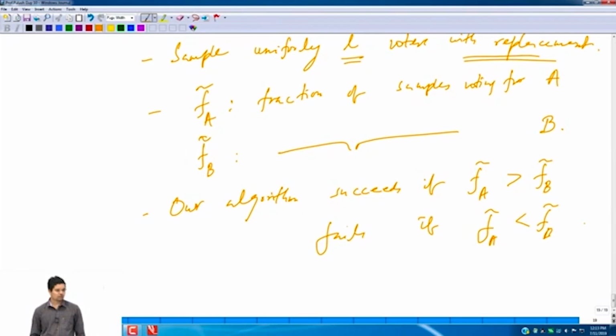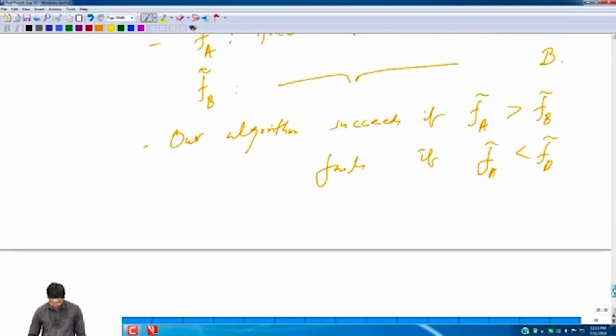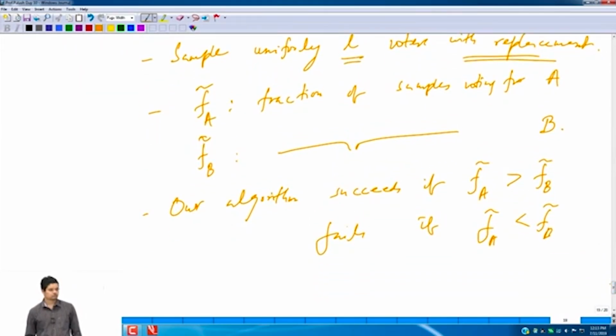And we want to calculate these events. What is the probability that my algorithm fails? Is everyone with me? Okay, so let's compute.